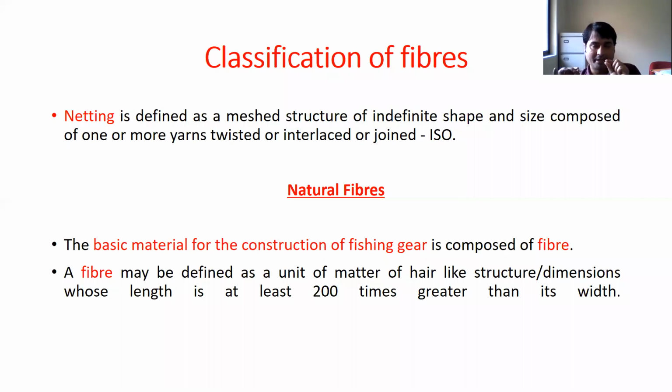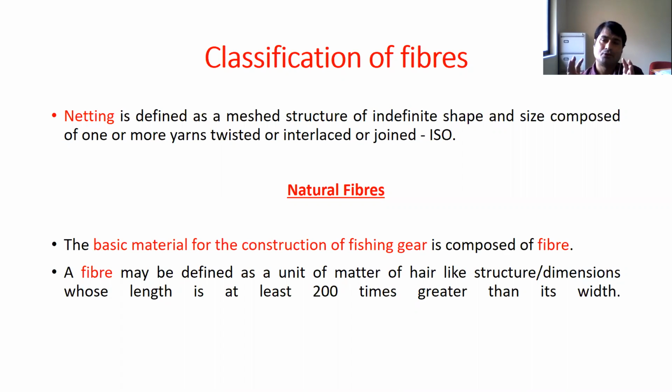Okay, so how can we define this yarn? Basically, for construction of yarn, we have to know the fiber. Fiber may be a natural fiber or a synthetic fiber. This fiber is the basic material for construction of fishing gear. Fiber is a fine particle whose length is 200 times greater than its width. Several fibers are twisted together to form a single yarn.